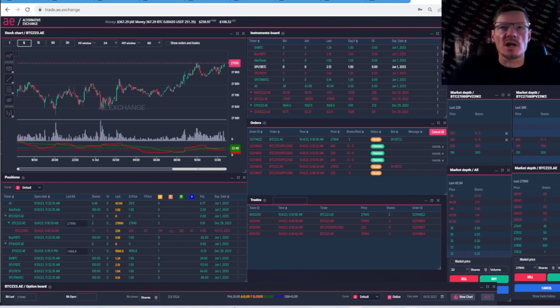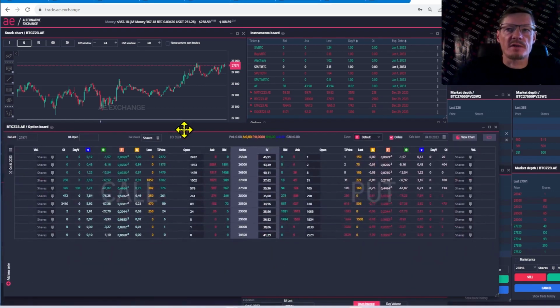Okay, what is delta? It's the main Greek, the first derivative of the Black-Scholes model, which represents the proportion of futures, and we think of futures as the market risk, in an option. Okay, let me open up the options board.